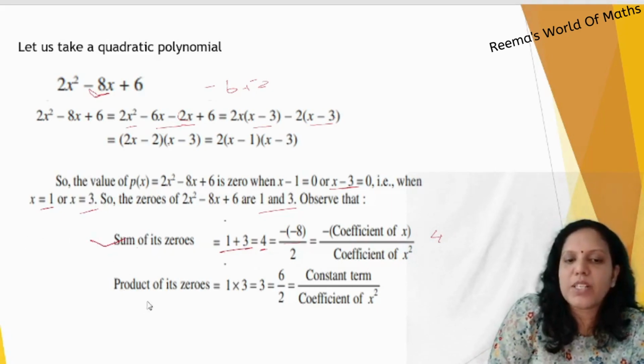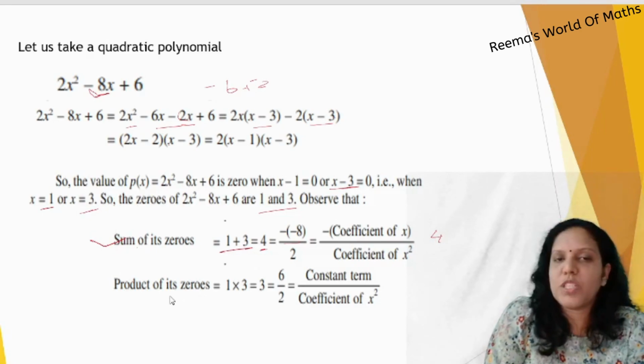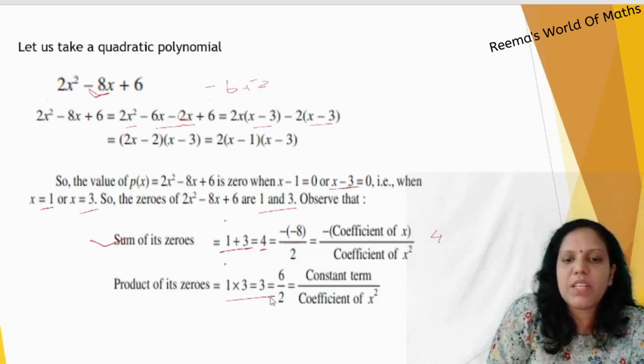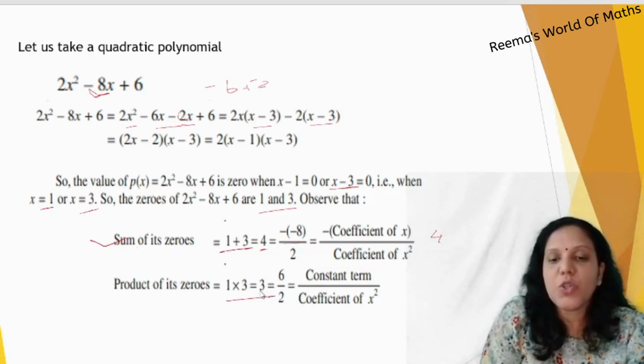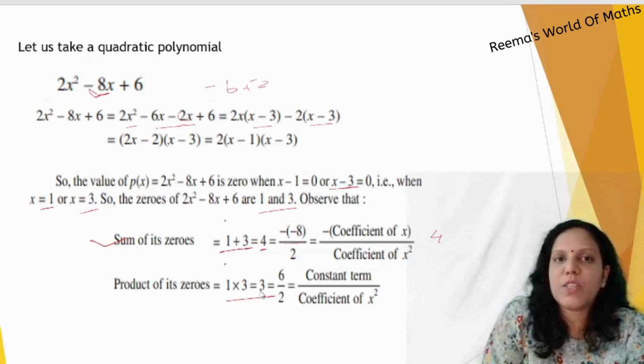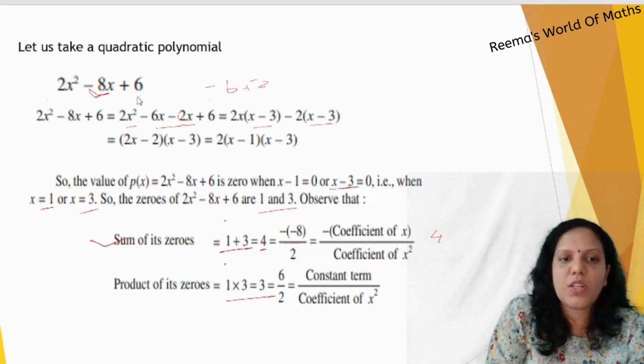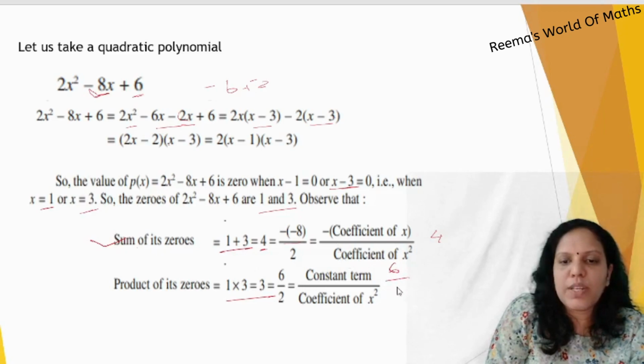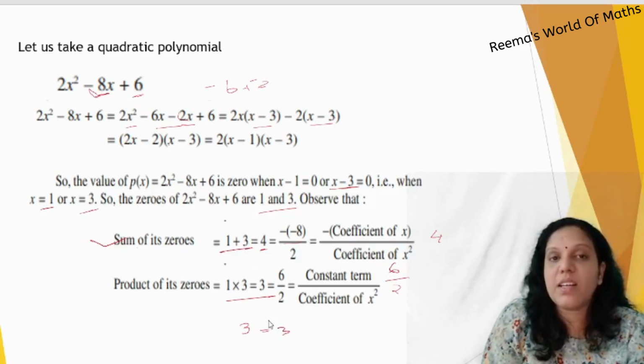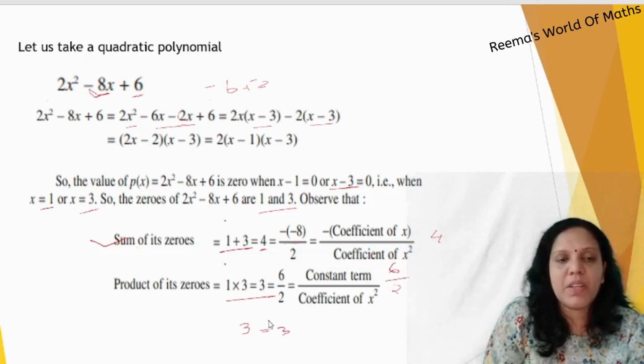The second one is the product of the zeros. The two zeros are 1 and 3, so 1 multiplied by 3 gives you 3. The second relation is that the product of the zeros is equal to the constant term divided by the coefficient of x squared. The constant term here is 6, and the coefficient of x squared is 2. 6 divided by 2 also gives you 3. So the product of the zeros is 3, and the constant term divided by the coefficient of x squared is also 3. So now we can say the relationship is verified here.